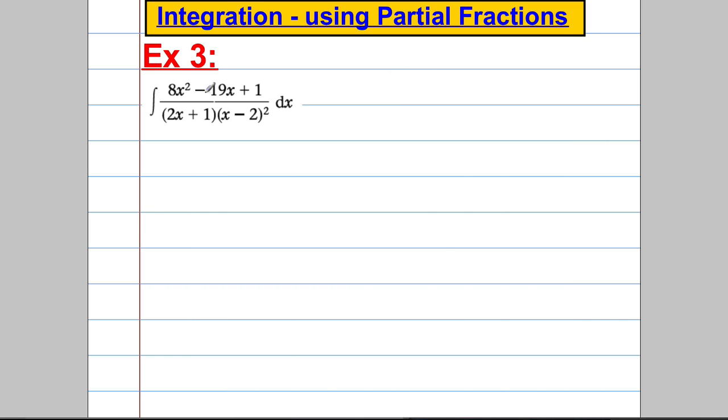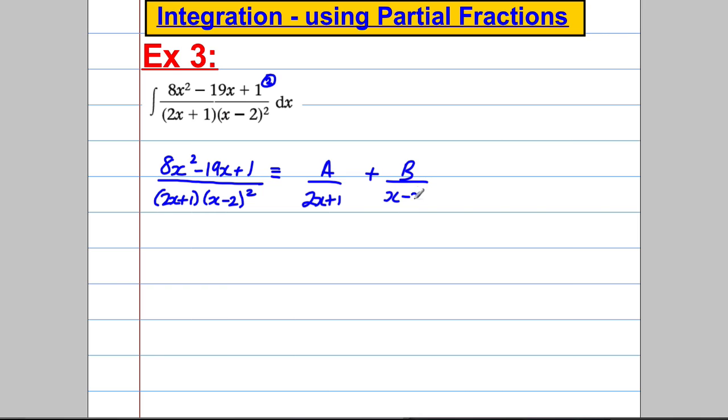Okay, next one. I know the top is a quadratic, and the bottom is a cubic. So I could write (8x² − 19x + 1) over (2x + 1)(x − 2)² in this form. I know it's going to be A over the first factor, 2x + 1, plus B over the second factor, which is x − 2, plus C over the second factor, which is (x − 2) all squared.